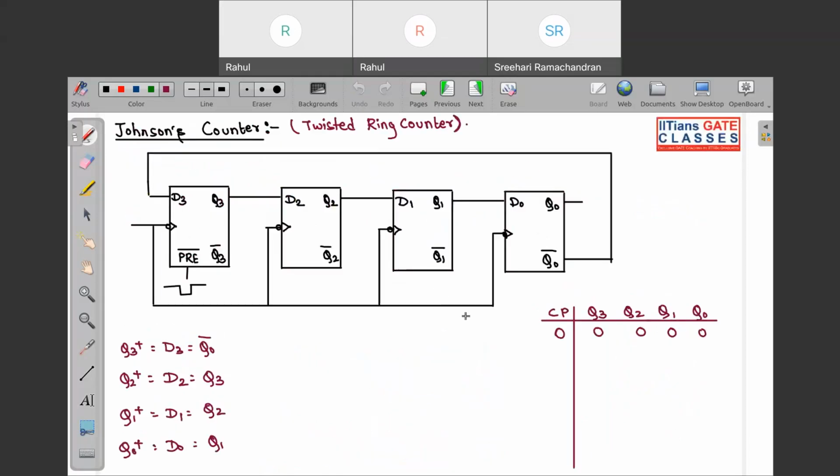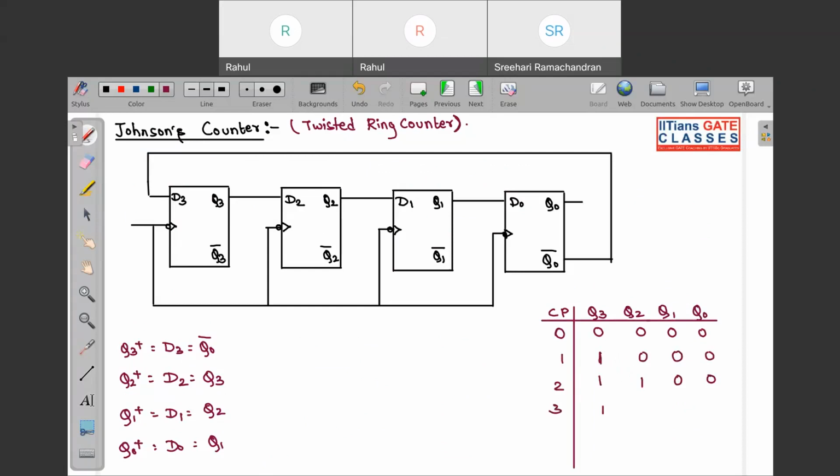So now in the twisted ring, you can see initially this is the case. Now what will happen? See here, even this preset is not required. Why? Because automatically once you switch on the register, you can see Q3 is actually the complement of Q0. So at the first clock pulse, this will be 1, remaining all 0. At the second clock pulse, this will be shifted, and this 0 will come over here with complement, so that will be 1. So this will be 1 1 0 0.